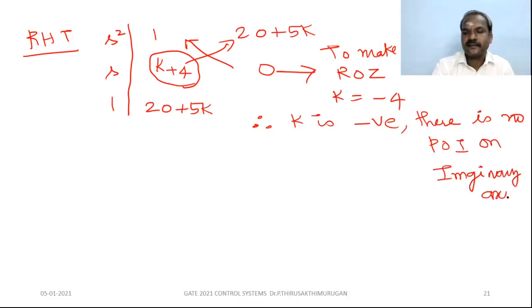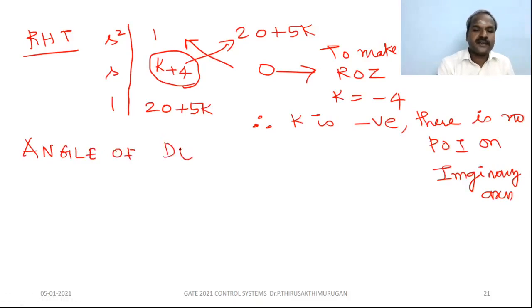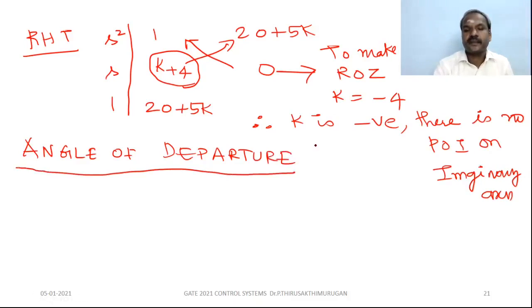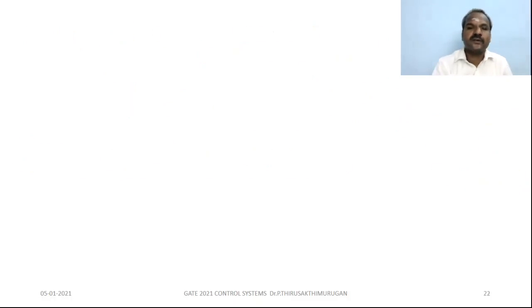Understand? So next is the angle of departure. Angle of departure, theta d. So what is the formula for angle of departure? For that we have to determine the vector length. So again we go back to the pole-zero diagram, the s plane.